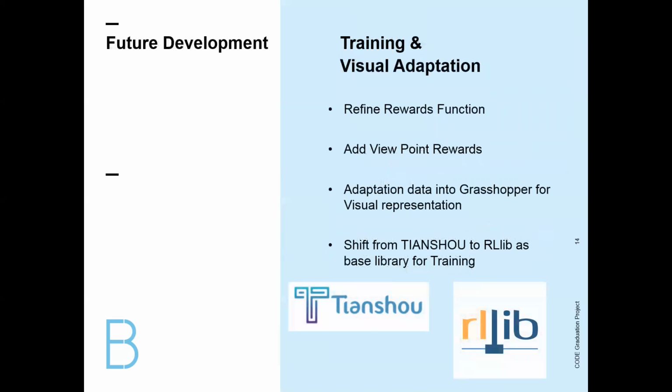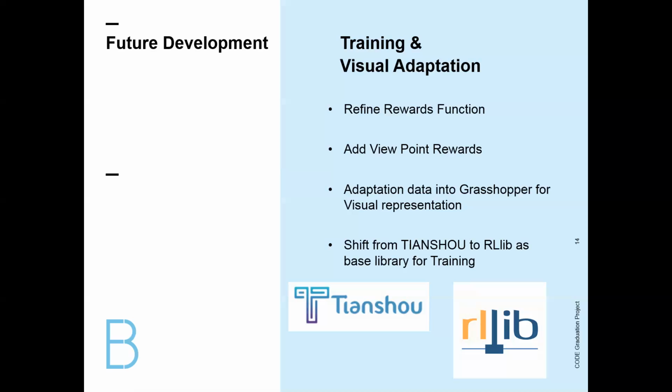Future development: training and visual adaptation. Firstly, refining the rewards function could make all three other agents grow as they intended to. Secondly, it was suggested by HDR, but I haven't implemented it yet: the viewpoint rewards. So when the level gets higher and the view gets better, which means that the agent will acquire better view scores, the price of that unit would increase.